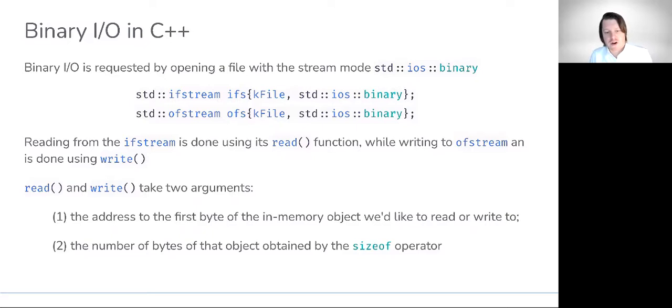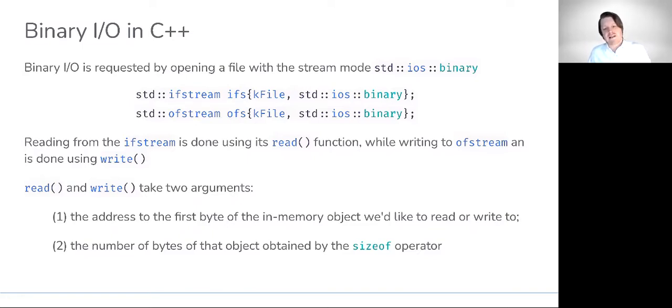Now, both of these functions are going to take two arguments. The address of the first byte of the in-memory object, which we'd like to read from or write to, is going to be the first argument to either read or write. The second is going to be the number of bytes of that object, and we'll obtain that by the sizeof operator.